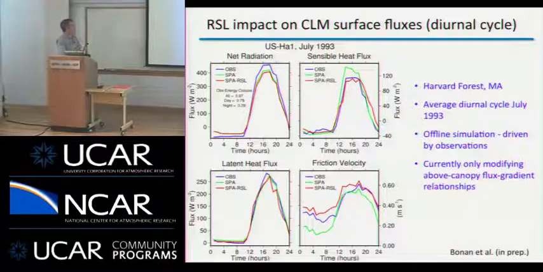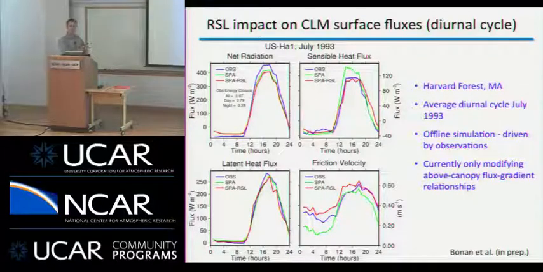The observations here are in blue. So these are what you're looking at here. I'm driving CLM with observations from FluxNet and AmeriFlux data sets. I'm taking an entire month of the growing season, July, and looking at an average diurnal cycle, driving the model with observations to produce a flux where we've actually measured the flux.